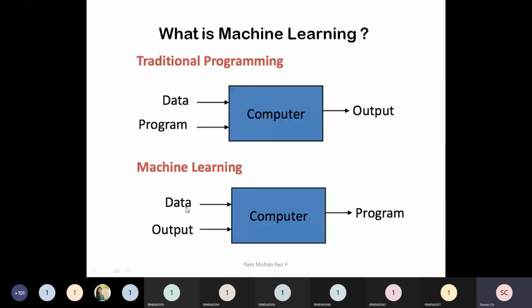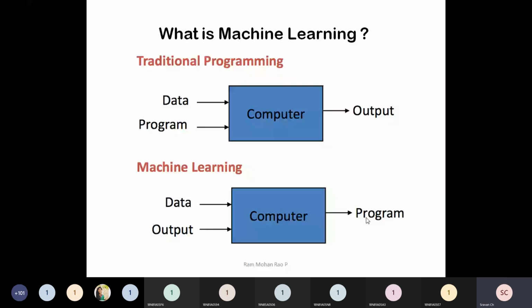This is your normal programming. Data and program will be given to the computer, and the computer will generate the output. In machine learning, data and output are fed to the computer. The computer generates the model; the computer generates the program. So we have to understand this difference. We have to understand that machine learning is different from normal programming, and try to understand how this actually works. So this second diagram is very important. It explains what exactly machine learning is.